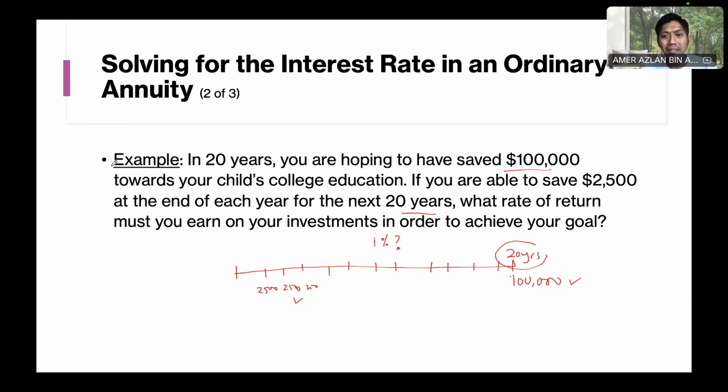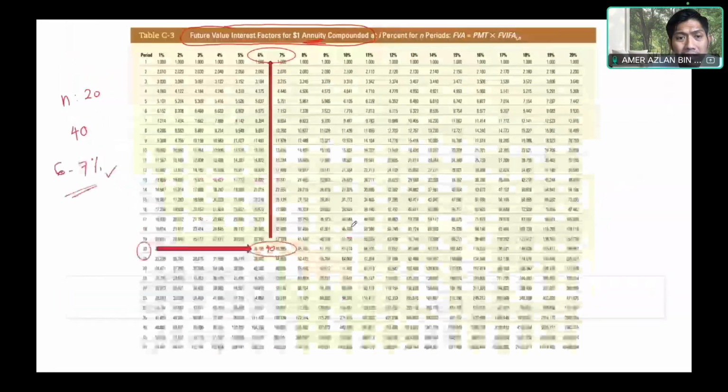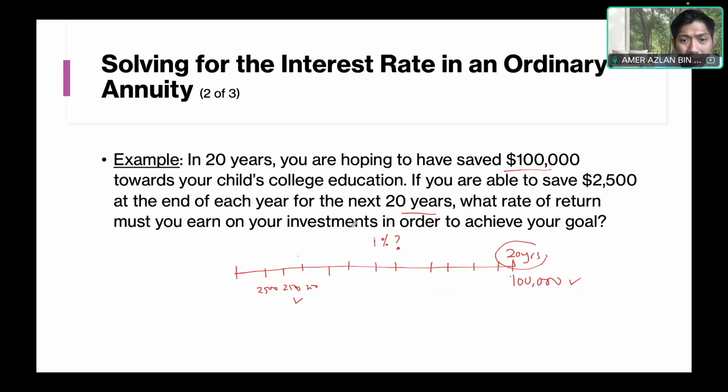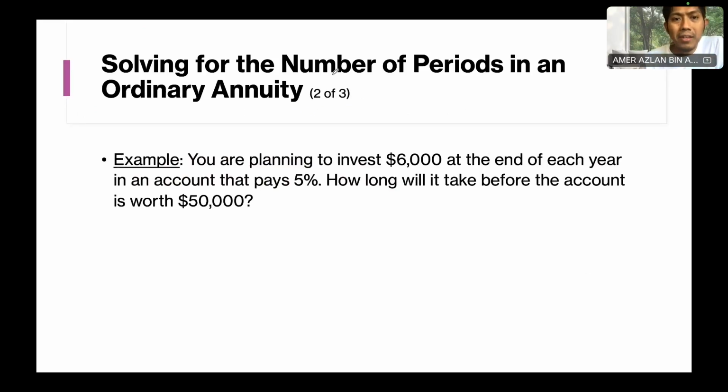So which means if you want to have 100,000 in the next 20 years, where you can save at least 2,500 every year, you should invest in an account that can give you a return somewhere between 6 to 7% of return. Okay. Now the same thing applies if we want to solve for the number of periods.